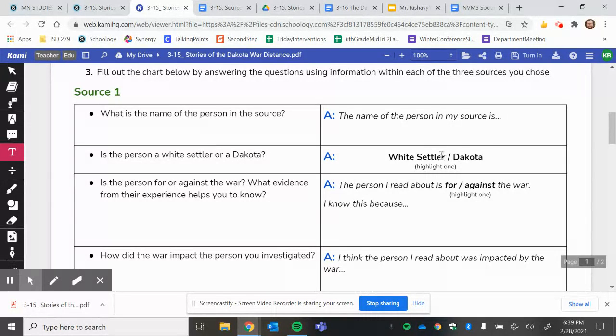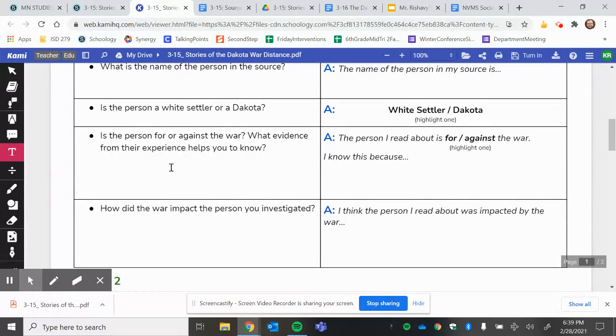All I want you to do for your answer on this one is highlight which one it is. The third question is, is this person for or against the war? And what evidence from their experience helps you to know? So you read their story, you'll highlight whether they're for the war, meaning they wanted the war to happen, or they're against the war, meaning they did not want the war to happen. And then you just describe how you know this using text evidence. Make sure you're reading those stories to help you with this response in particular.